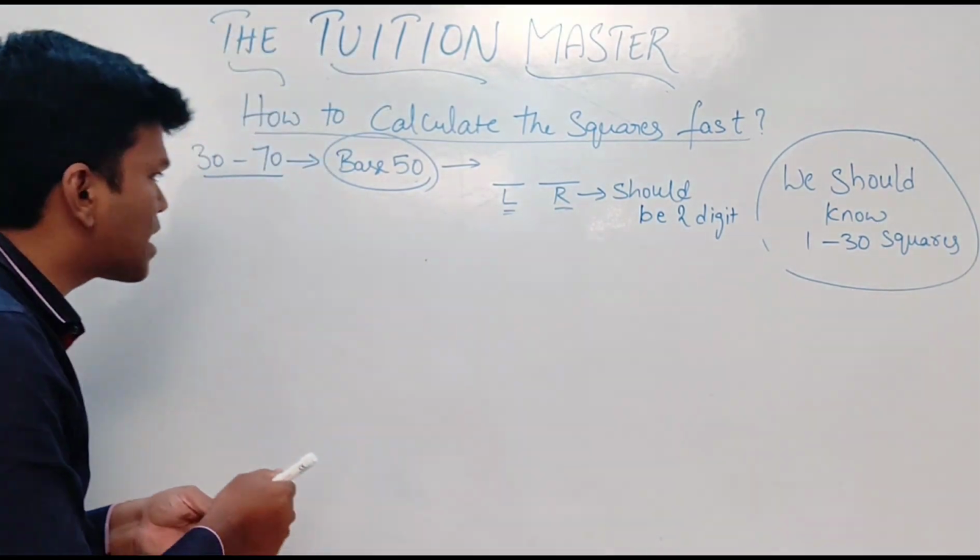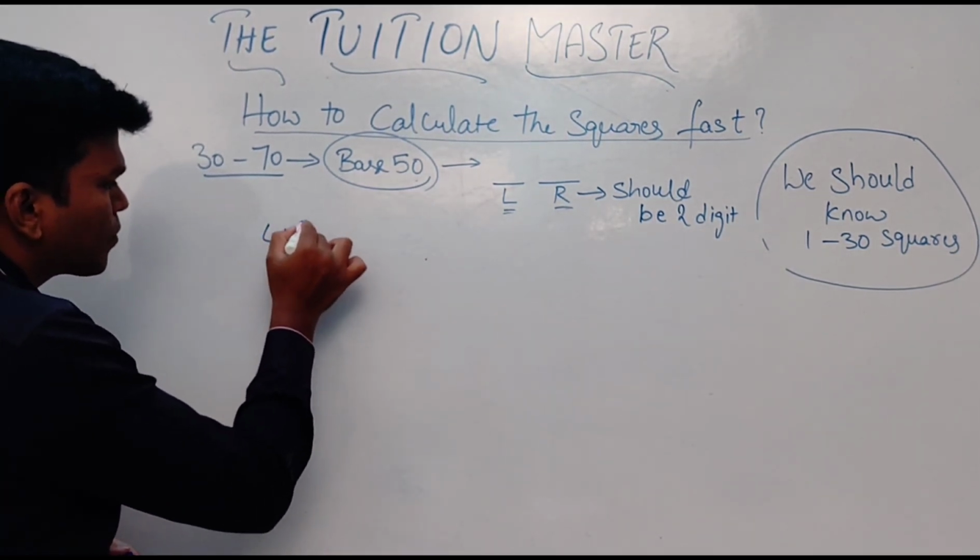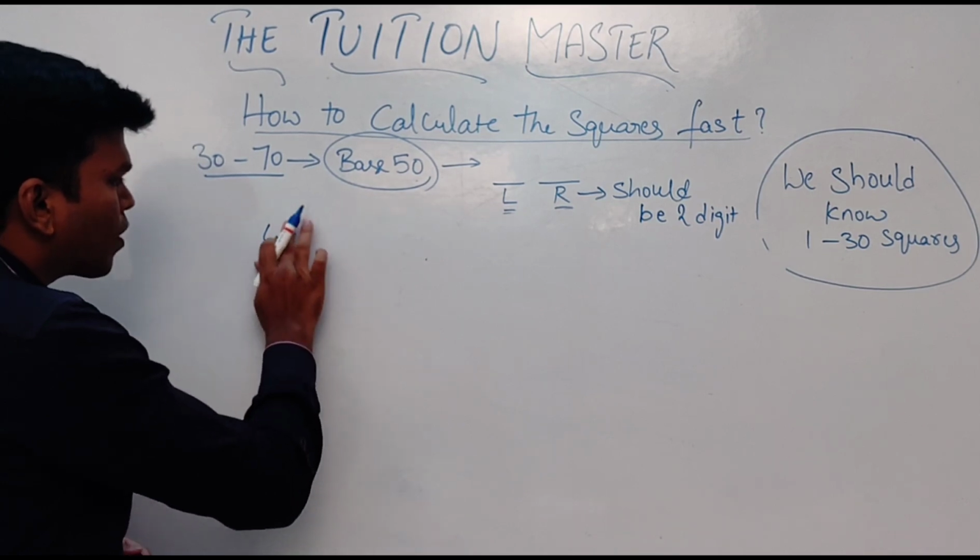So let us start. First I am going to calculate 47 square. Okay, so let us take 46 square.